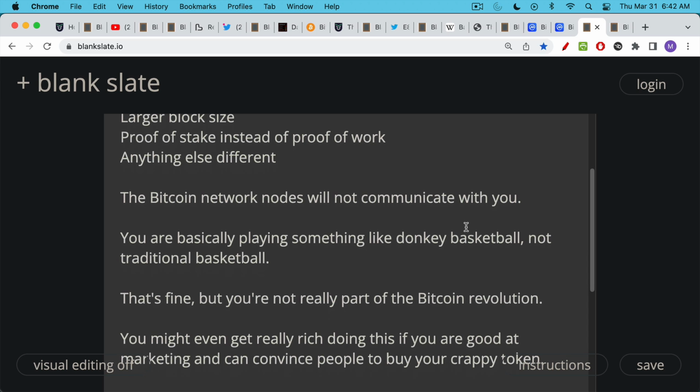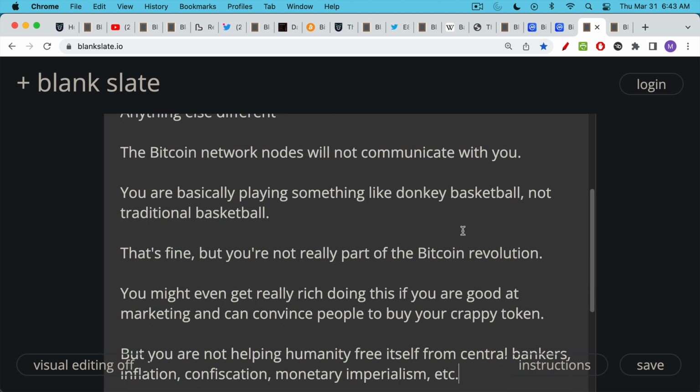You're not playing with the same form of Bitcoin that Russia has recently said that they would accept in exchange for their crude oil and their natural gas. They're not accepting Bcash. They're not accepting XRP or Cardano or Solana or anything like this. So you can go off, you can be a scammer, you can play donkey basketball, or you can just do your own niche coin, but you're not part of the Bitcoin revolution.